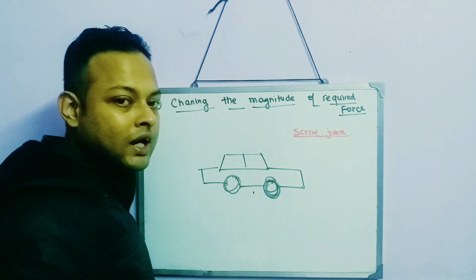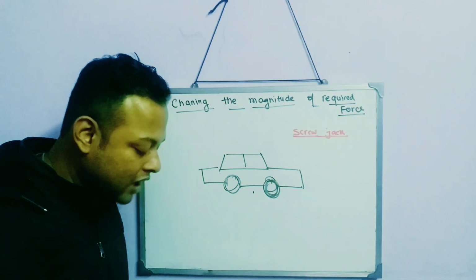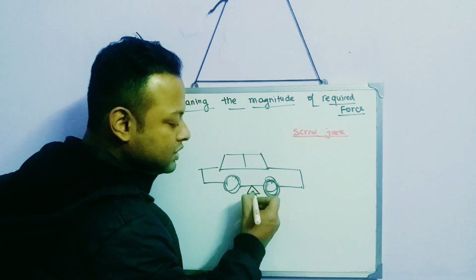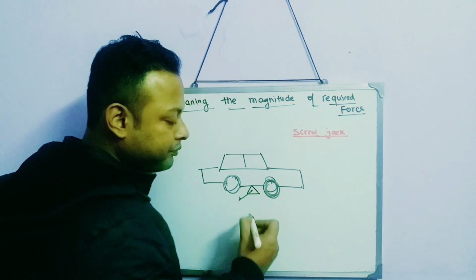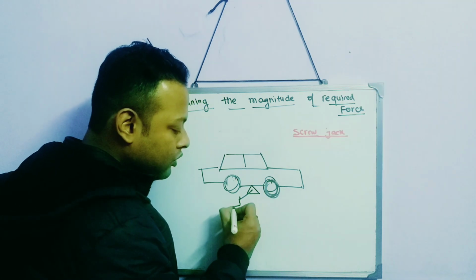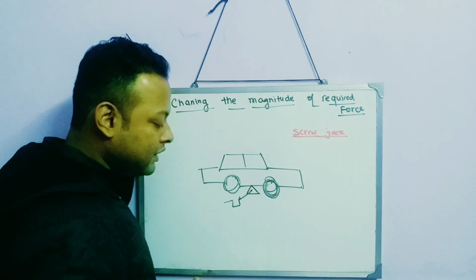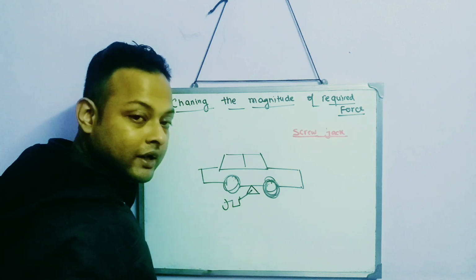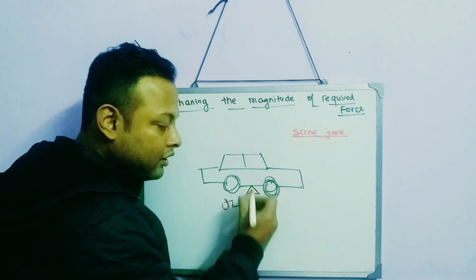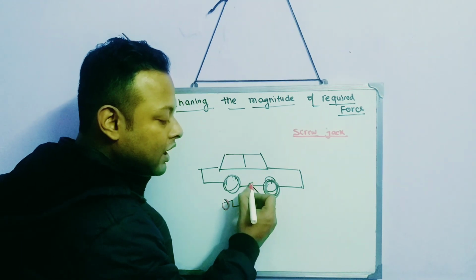Now what is a screw jack? This is what a screw jack looks like. I will place the screw jack just below the car, and this screw jack has a handle, and I will rotate the handle. Once this handle is rotated, what will happen? The screw jack will lift the car up.